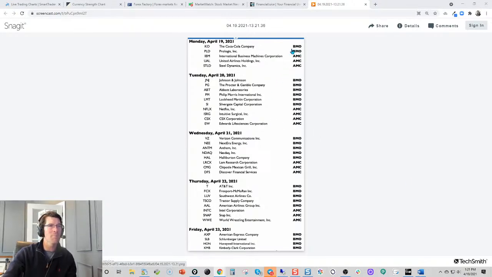Again, BMO is before market open, AMC is after market close. So it's either pre-market or post-market, and that's how you know when those earnings are coming out. One that we were trying to trade today was actually HOG, which is Harley Davidson, but they actually reported earnings this morning. So we did not have a chance to take that trade.